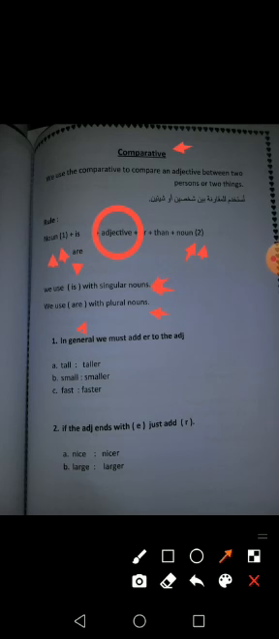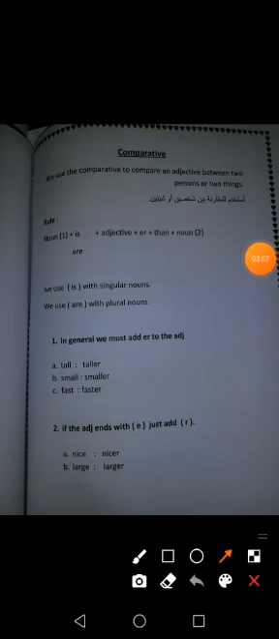Can you remember that? So if the first noun is singular, we use is. If the first noun is plural, we use are. Can you see? Again, the verb is or are. Okay, if the first noun is singular, we use is. If the first noun is plural, we use are. Right? Can you remember that? So with singular we use is and with plural we use are.